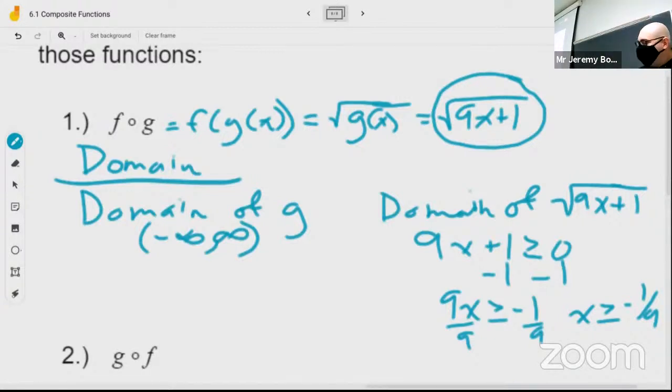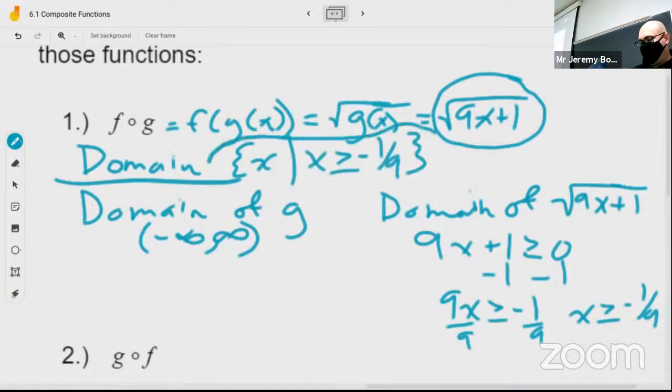We combine those restrictions together, and so the domain of f composed with g is going to be, kind of mixed up what I was doing there. Come on, there we go. x such that x is greater than or equal to negative 1/9. That's going to be our domain.